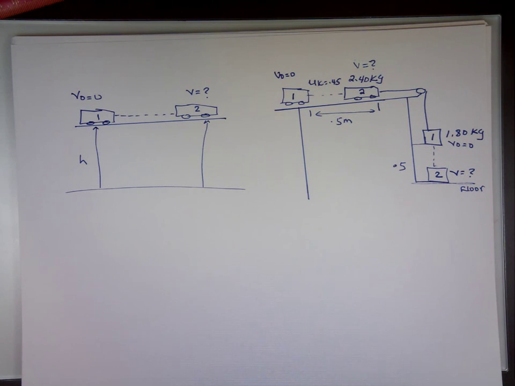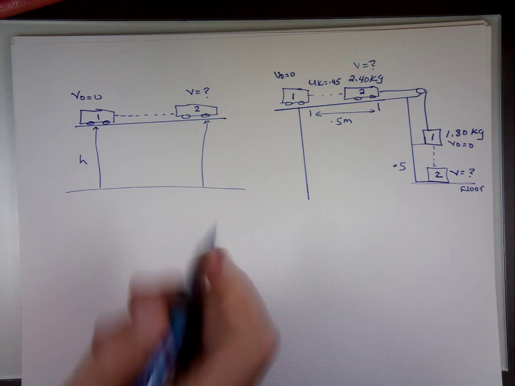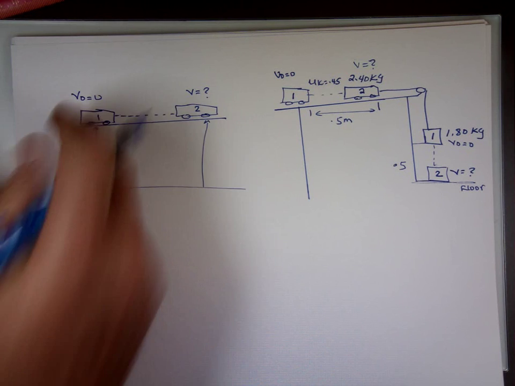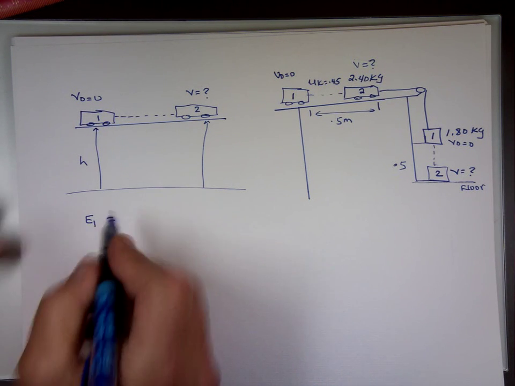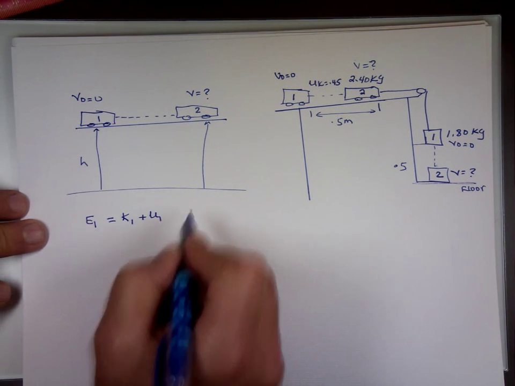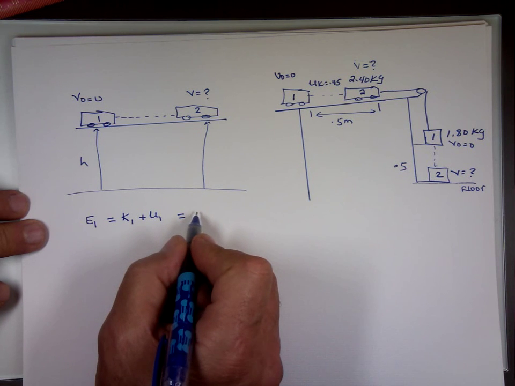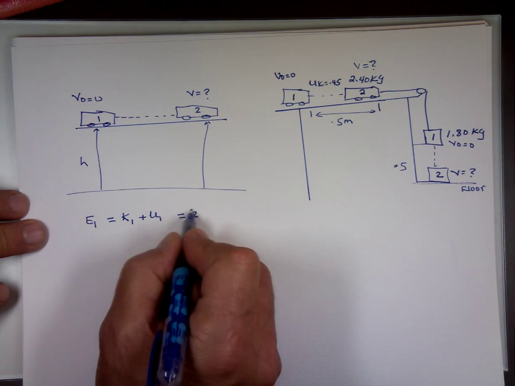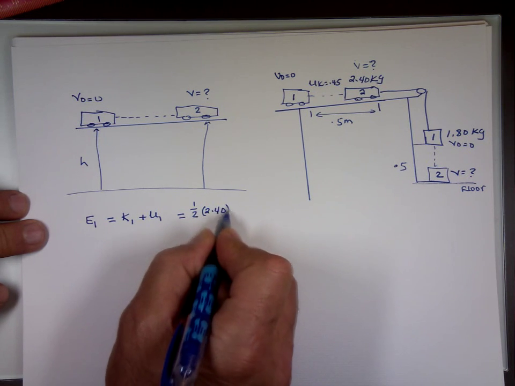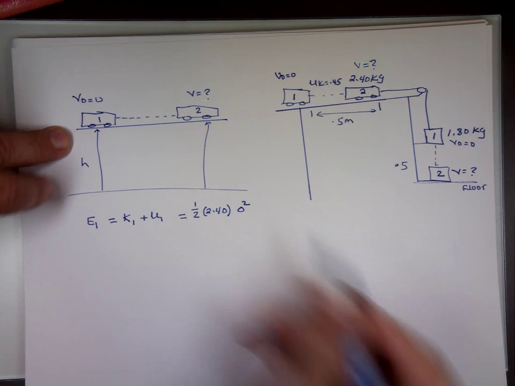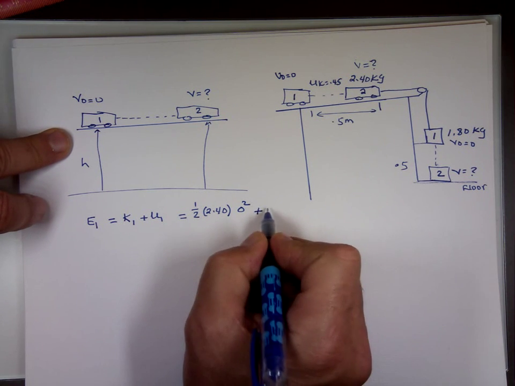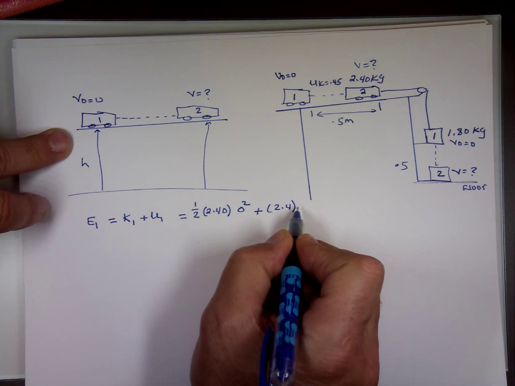So let's see. At point 1, what is the mechanical energy? What's the kinetic energy plus the potential energy? Kinetic energy is 1/2 times m, the mass, 2.40, times the velocity squared. The potential energy is the mass times gravity, 9.8, times the height, which was not given to us.